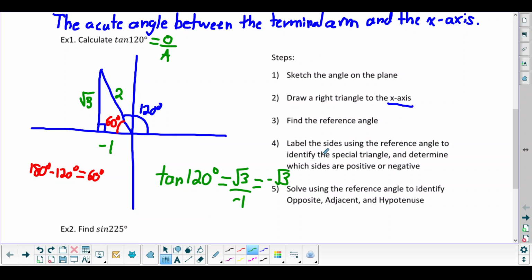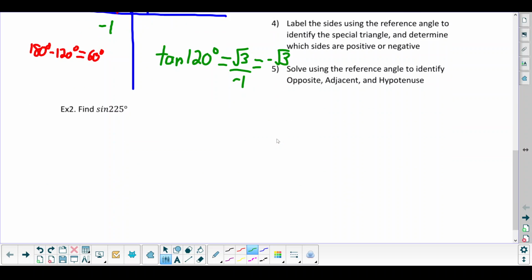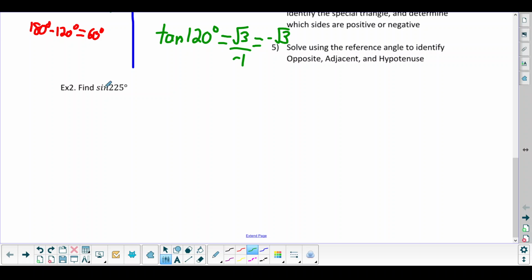So this process, we're just going to repeat for each of these questions. So we're going to do a couple examples. So here's the second example. Sine of 225 degrees. Okay, so first we need to sketch where that is. So I'm going to draw a nice Cartesian plane, nice and big. 225. We just need a ballpark of where that is. We don't need to be perfectly exact.